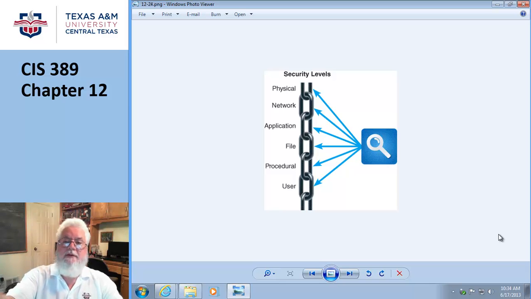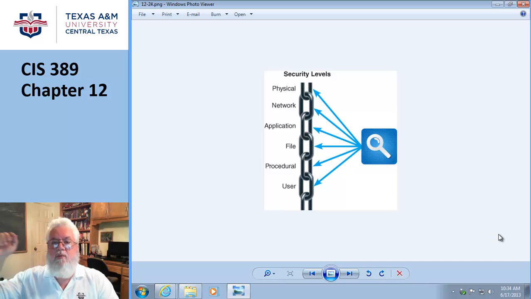And just like the metaphor here with the chain, whatever the weakest link in the chain is, that's where the thing is going to break. So you might have the best physical security in the world, but your user can still break things.